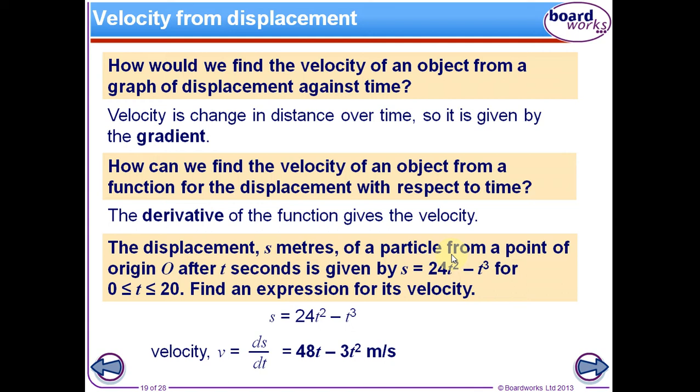Now, if you have a function for the speed, you differentiate. 2 times 24 is 48, and take away 1 from the power here, so you get 48t minus 3t raised to power 2. So that's it. At a given instant, you can find the value when x equals 0, and you are going to have your value for that.